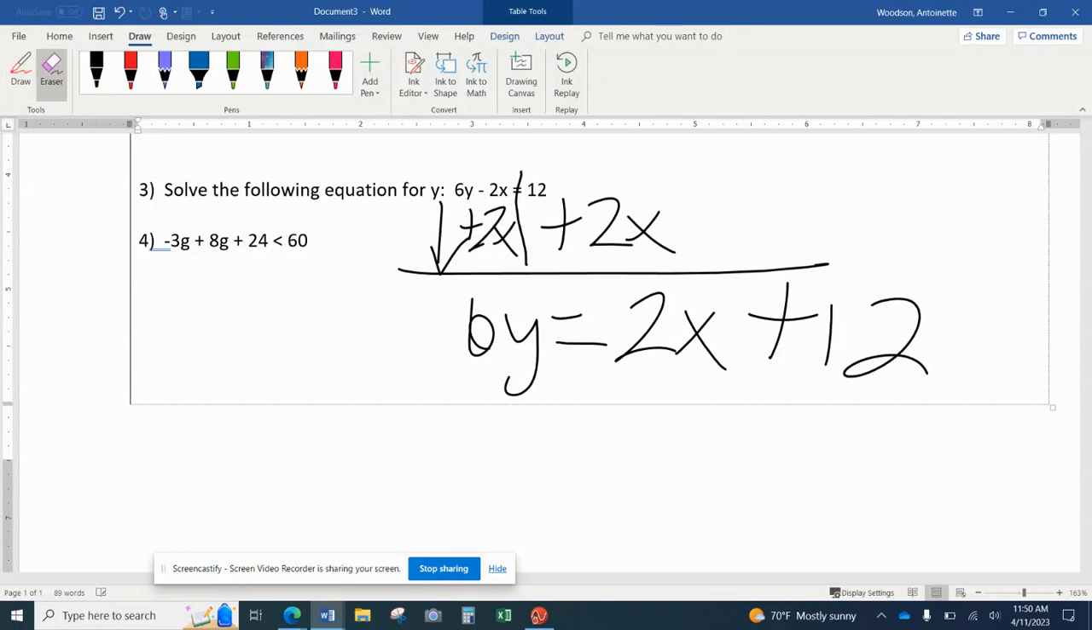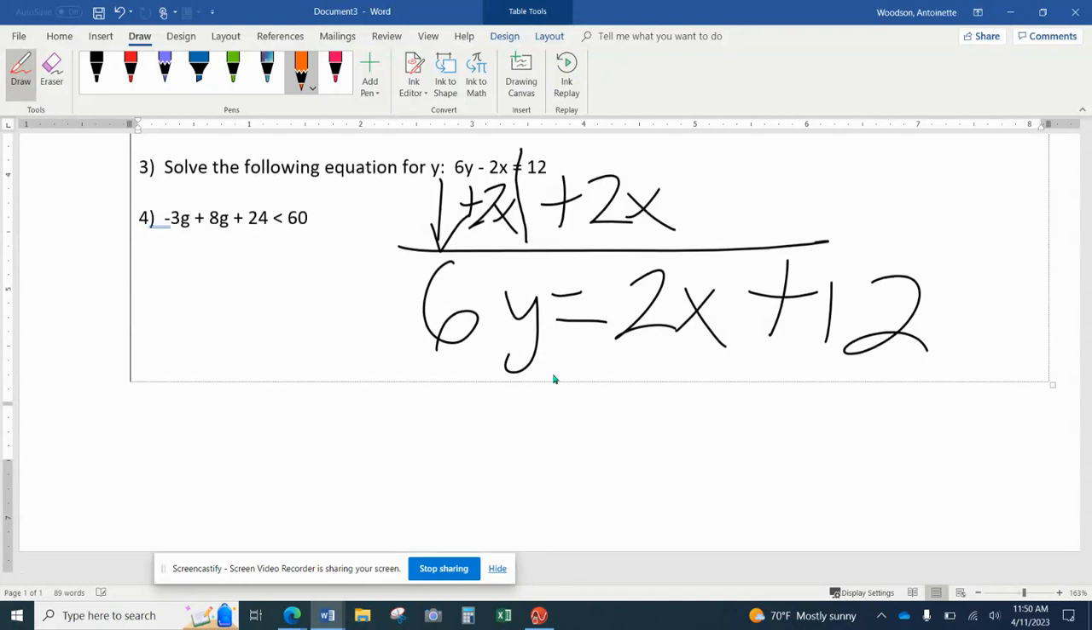All right, what do I do now? What do I have to get rid of to isolate y? Well, what's over here with the y? 6. How do I get rid of the 6? Do I add, subtract, multiply, or divide? What operation does 6y tell you? When you have a number and a variable next to each other, a constant and a variable, that's multiplication.